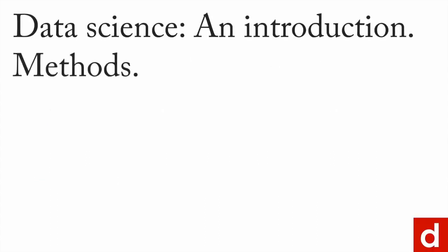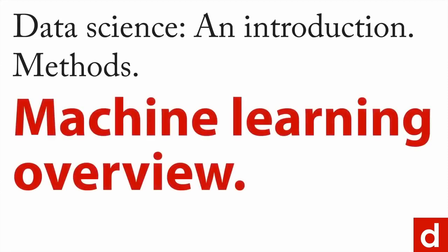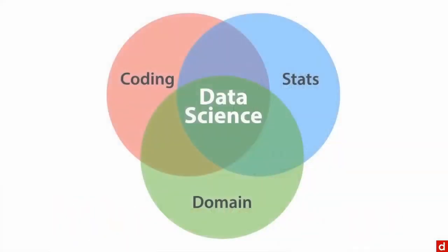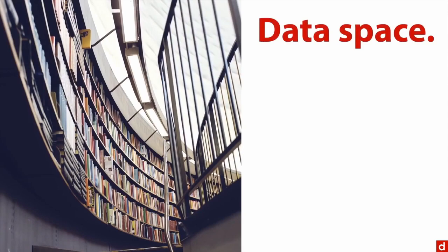Let's finish our data science methods overview by getting a brief overview of machine learning. Now, I got to admit, when you say the term machine learning, people start thinking about something like the robot overlords who are going to take over the world. That's not what it is. Instead, let's go back to our Venn diagram one more time. And in the intersection at the top between coding and stats is machine learning, or as it's commonly called, just ML.